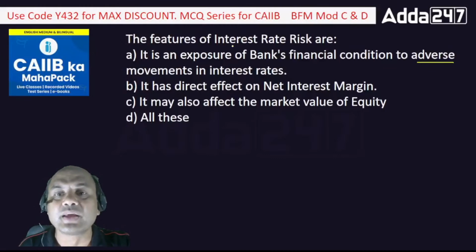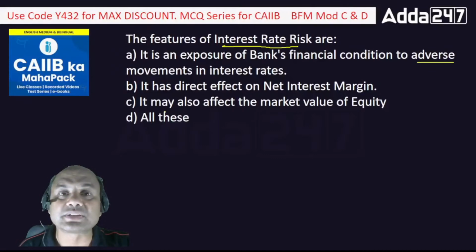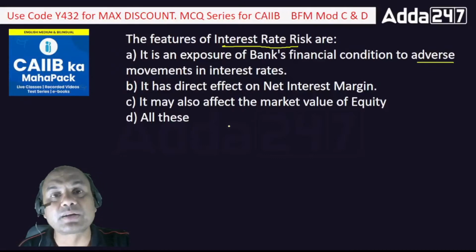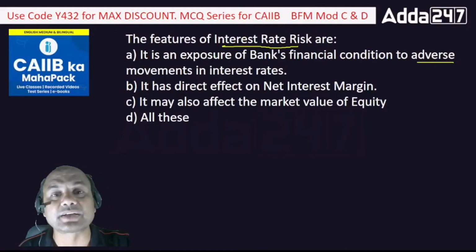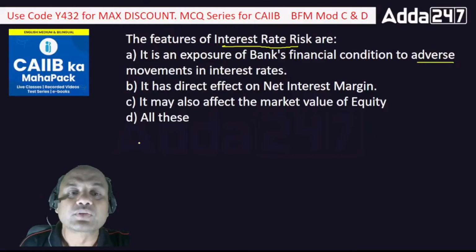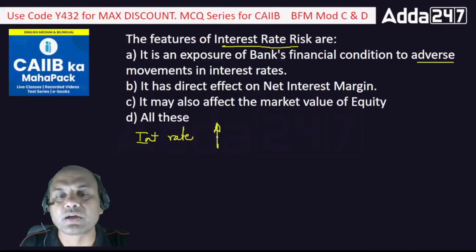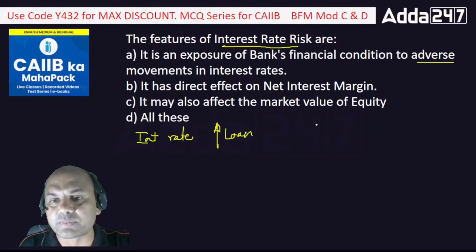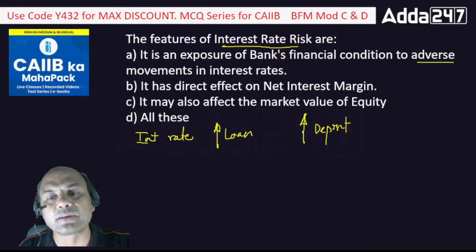Understand one basic problem. Interest rate risk means what? If the interest rate goes up, it is good for the loans, but bad for the depositors. Or rather, it is good for the depositors but bad for the loans, the reverse thing. So let's say interest rate goes up. There are two angles to this: loans and deposits. Interest rate up means both rates will be up, loan and deposit.